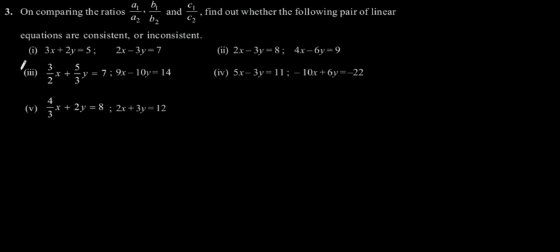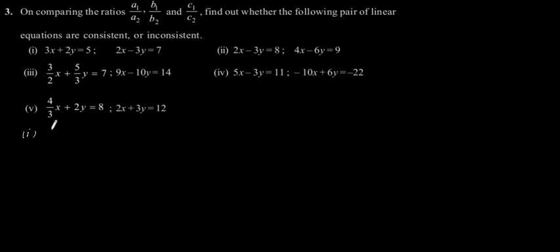Exercise 3.2, question number 3. On comparing the ratio a1 by a2, b1 by b2 and c1 by c2, find out whether the following pair of linear equations are consistent or inconsistent.